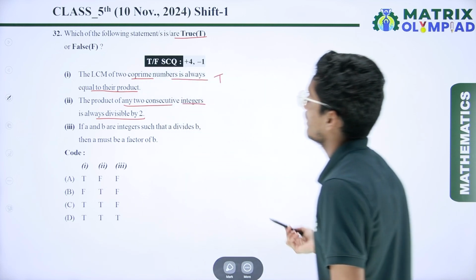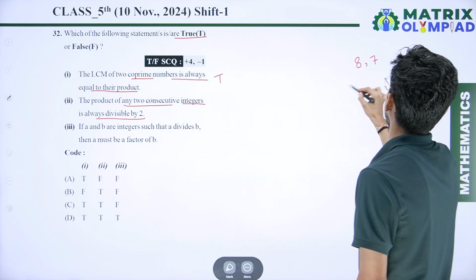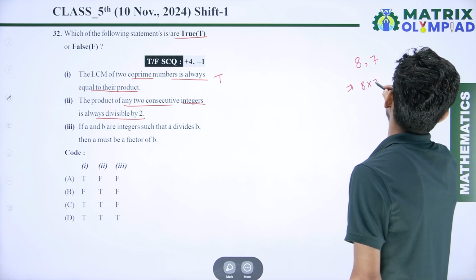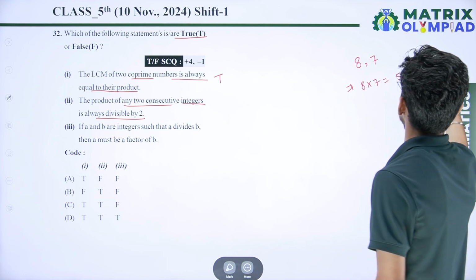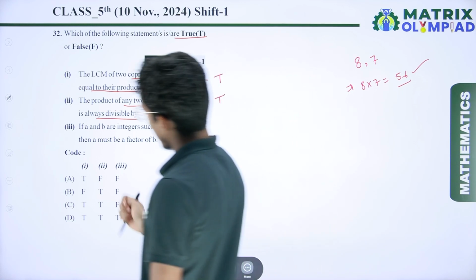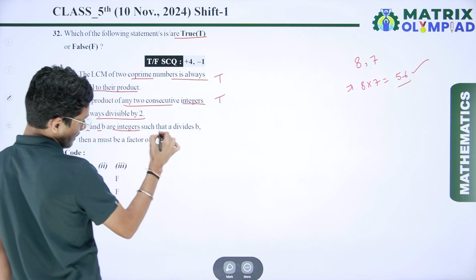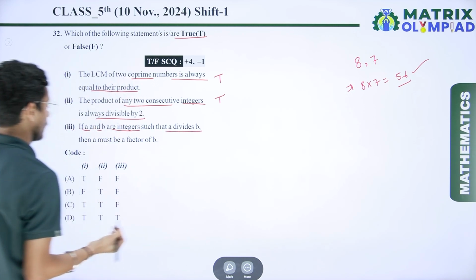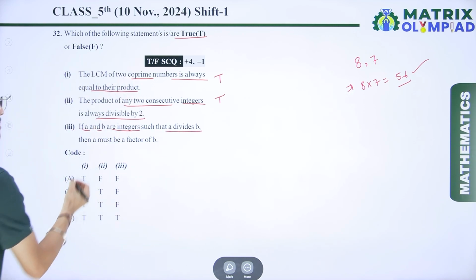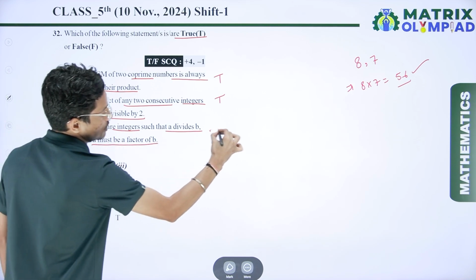So let's assume we take two consecutive integers, that is 8 and 7. We know the product of 8 multiplied by 7 is 56, and 56 is divisible by 2. So I can say this one is also true. If I talk about the third one, that is if A and B are integers such that A divides B, then A must be a factor of B. So I can say this one is also true.